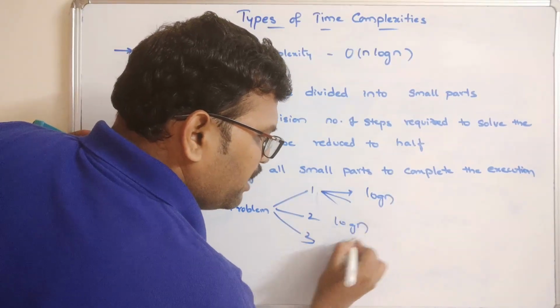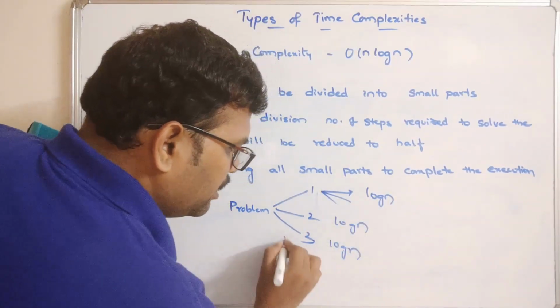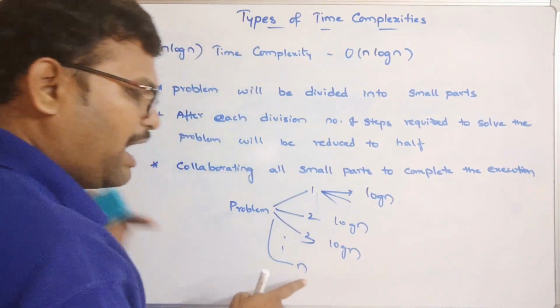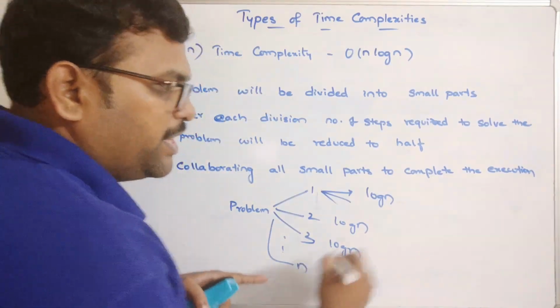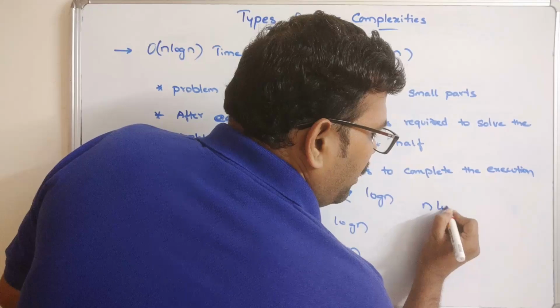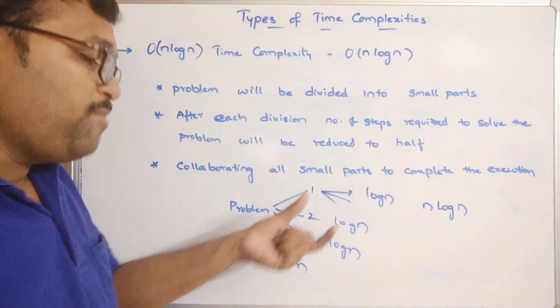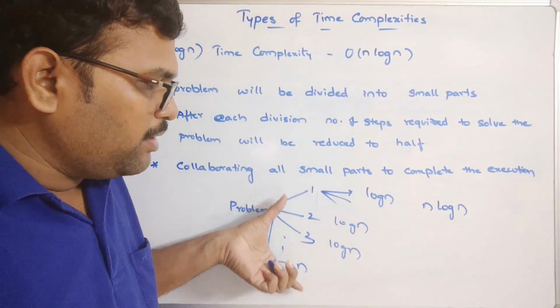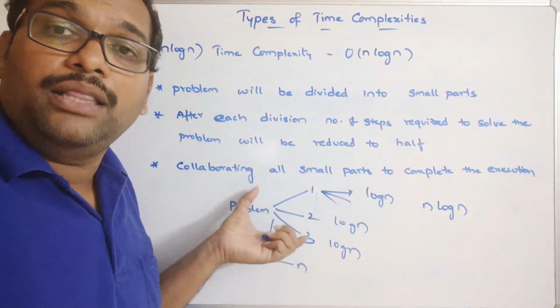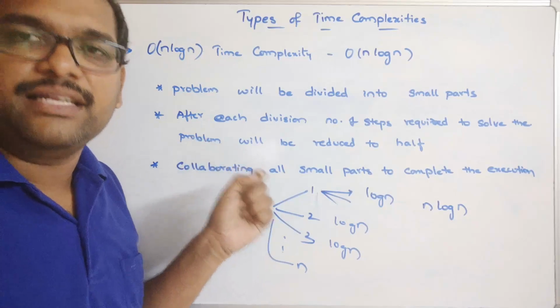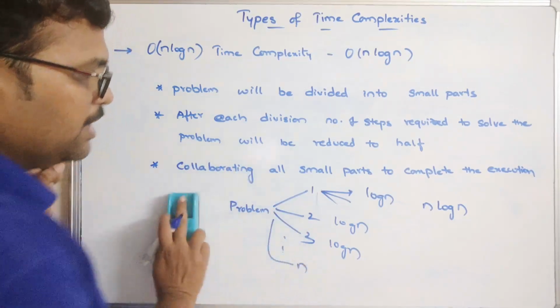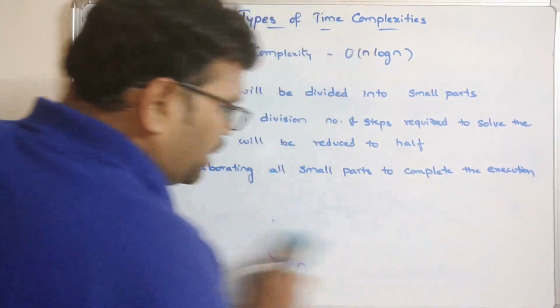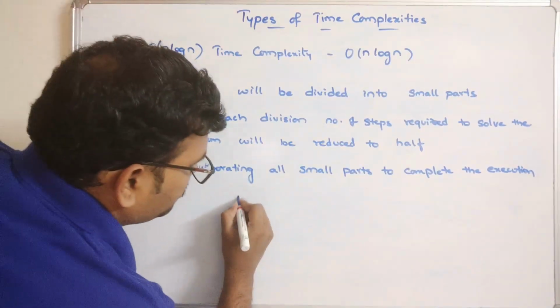Again here it is a log n, here it is a log n. So like this, if we are having some n problems, then we can say it as n log n. That means after dividing the parts, after completion of this one, again we have to collaborate all the parts to complete its execution, right? So the example for this one is merge sort.